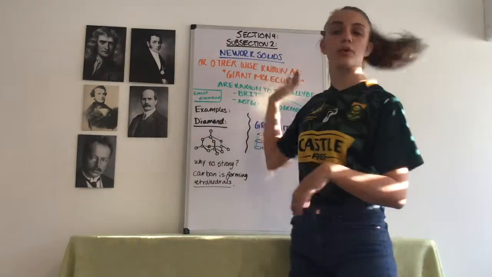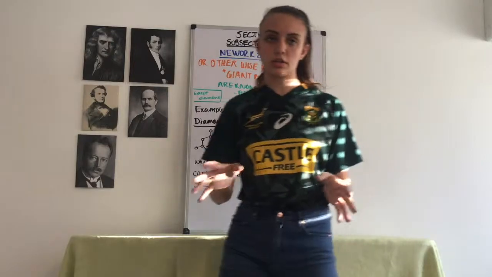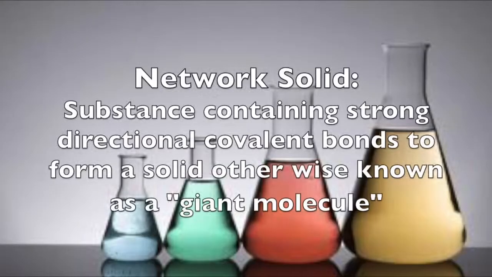The subsection 2 that we're going to be talking about is network solids. A network solid, which the definition will pop up on the screen now, is a substance containing strong directional covalent bonds to form a solid that might be best viewed as a giant molecule.